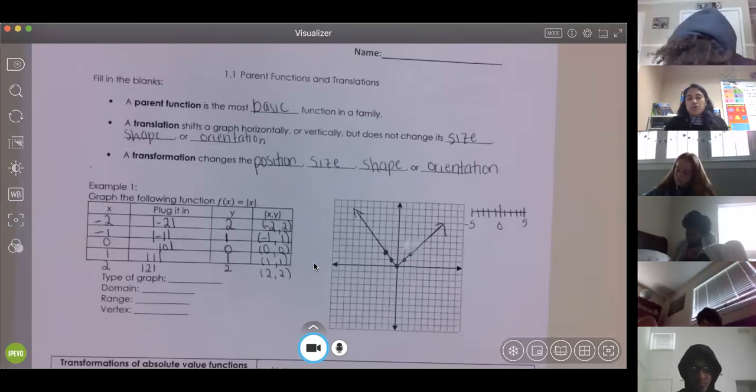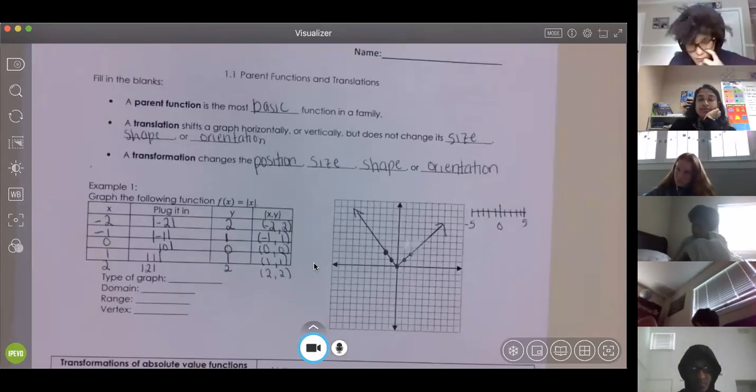And usually those points will work, -2, -1, 0, 1, and 2. So you should always have a V for an absolute value graph.